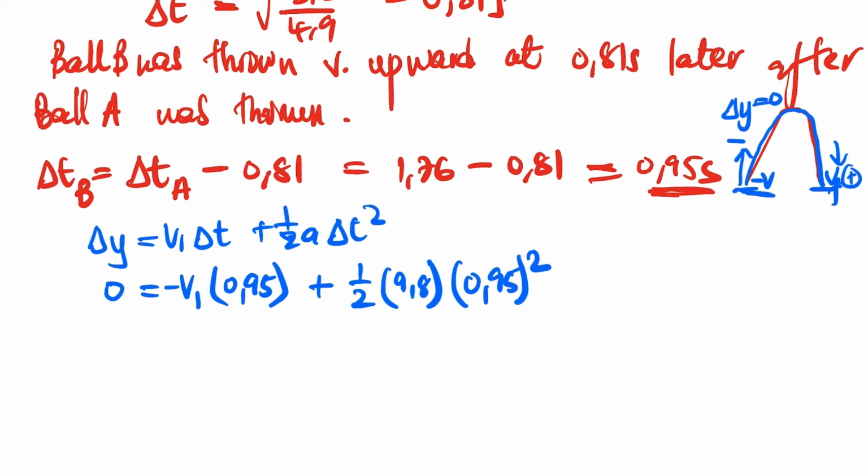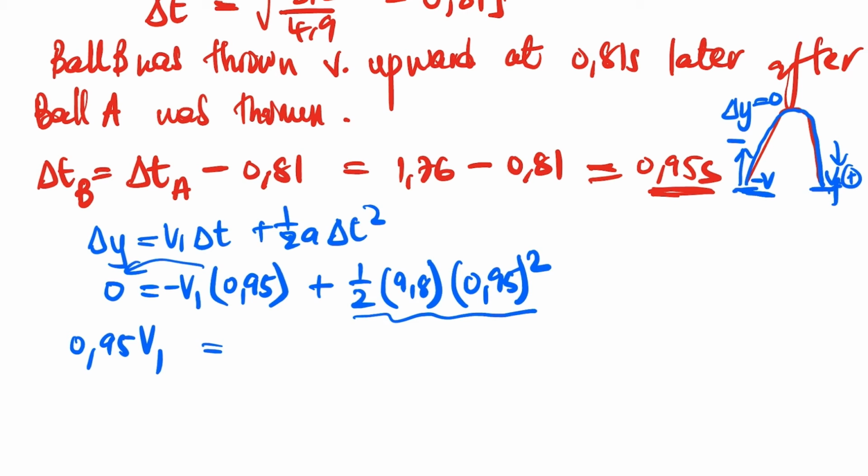And then when you do the math, you have 0.95 vi when you transpose this to this side. So let me punch that quickly in the calculator.